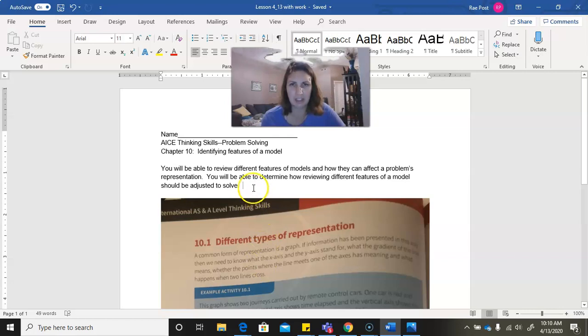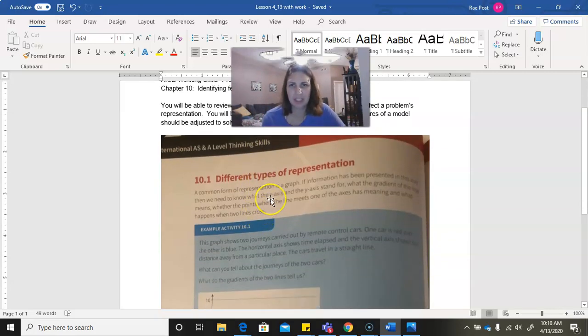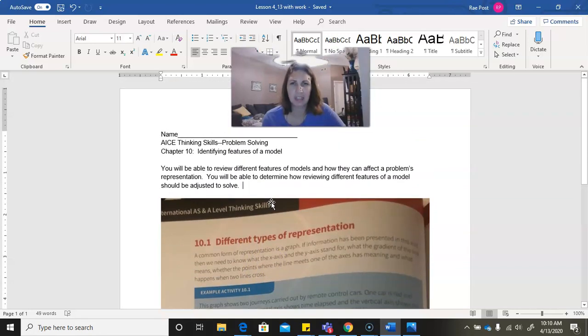So we're going to start with lesson 10.1, and I'm just going to go over it with you and model this for you. It's not really a lot of guided notes because it's just problem solving. We're going to talk about graphing. The reason we're doing this chapter about identifying features of a model is that today's model is going to be of a graph.